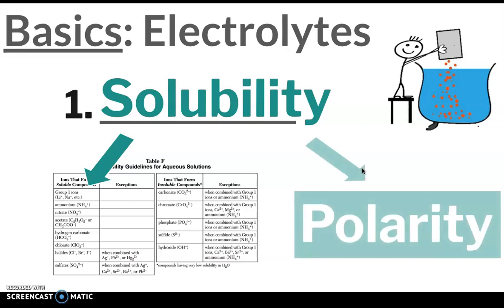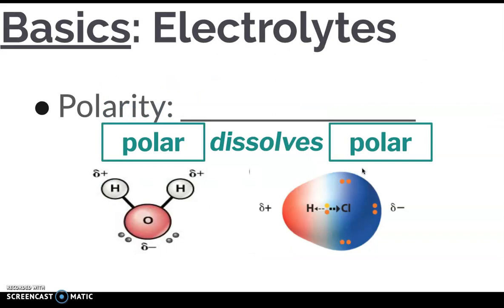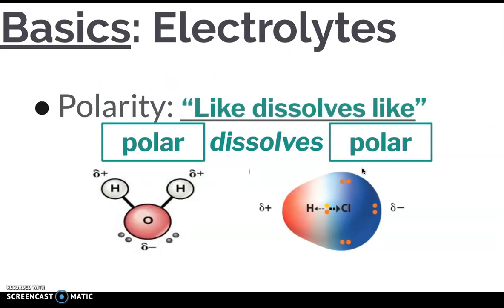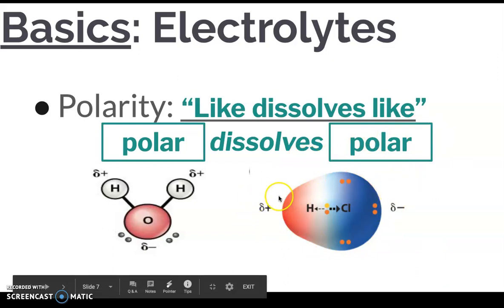Polarity is going to be another criteria for determining what electrolytes are. So polarity, remember, like dissolves like. This is just a review from the chemical bonding unit. For a compound to be polar, there needs to be some sort of uneven distribution. So here we have HCl. You can see that hydrogen has a partial positive charge, where chlorine has a partial minus charge due to the huge electronegativity difference, and this creates a polar substance with an uneven share of electrons.